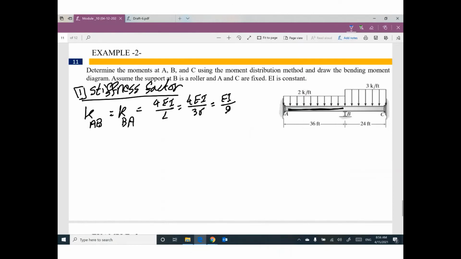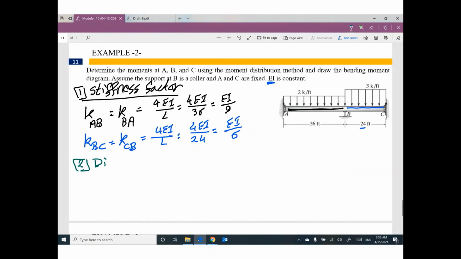We have another member, BC. So K, BC will be the same like K, CB. Equal 4 EI divide L. 4 EI is not given, but it's a constant. So keep it. Divide L, 24. Simplify, EI divide 6. That makes sense? This is the first step, piece of cake. Second step, we need to calculate the distribution factor.